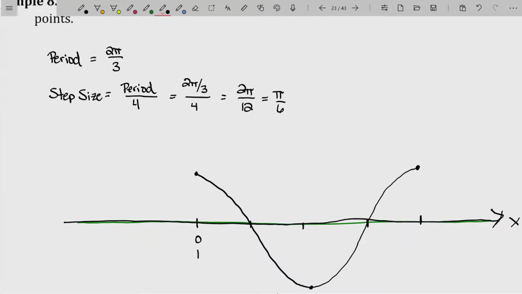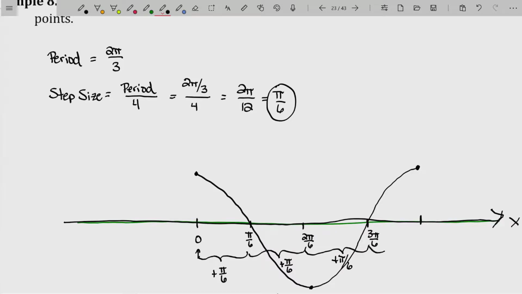So instead, I'm going to start at 0, and I'm going to add the step size to get to the next point. So that's pi over 6. Then I'm going to do it again. Add the step size to get to the next point. So that's 2 pi over 6. And then I'm going to add, again, the step size to get to the next point in line, 3 pi over 6. And then finally, the fourth point, I'm going to again add another step size to get to 4 pi over 6.